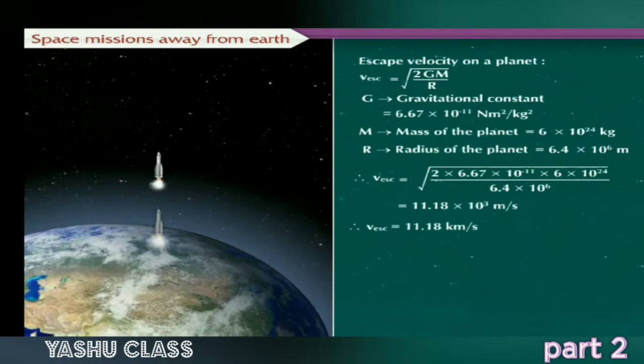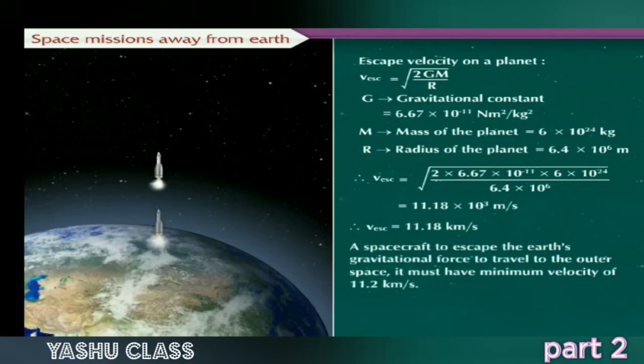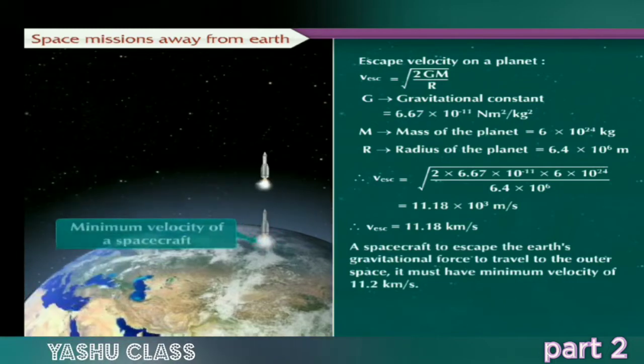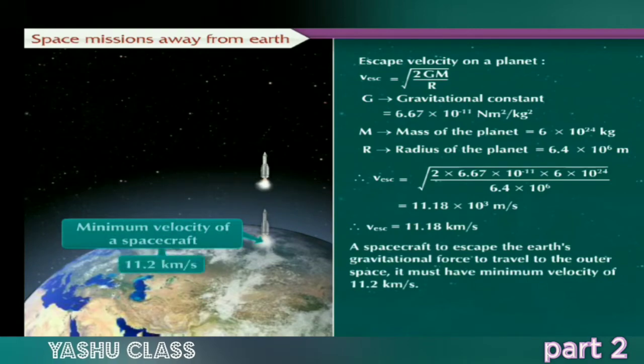11.18 kilometers per second. Thus, if a spacecraft is to escape the Earth's gravitational force to travel to the outer space, it must have a minimum velocity of 11.2 kilometers per second.